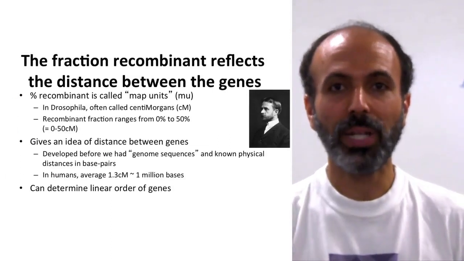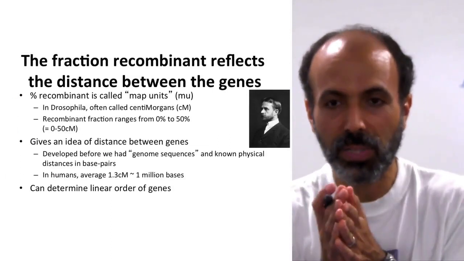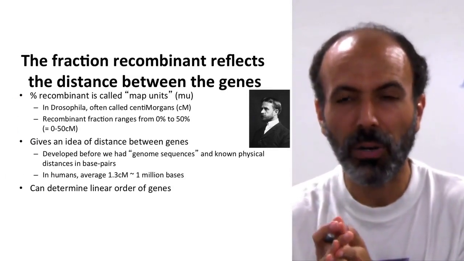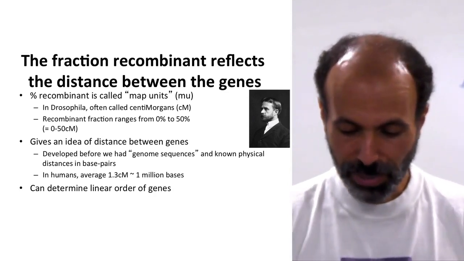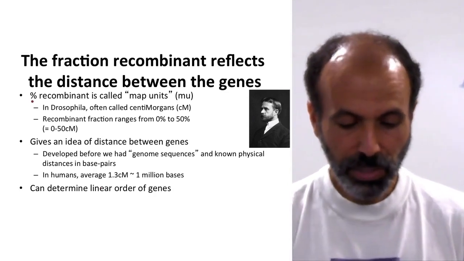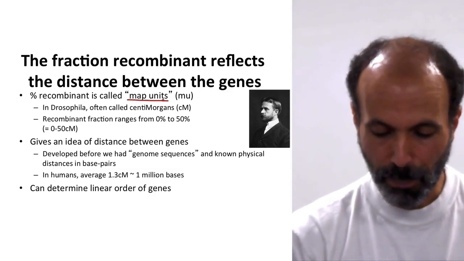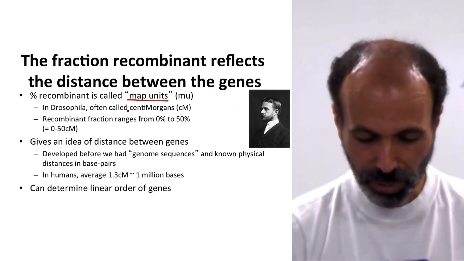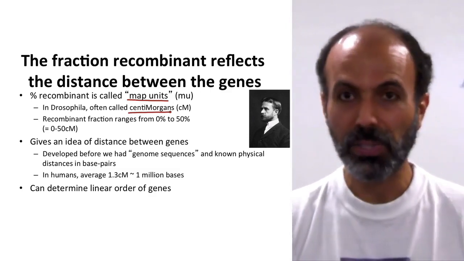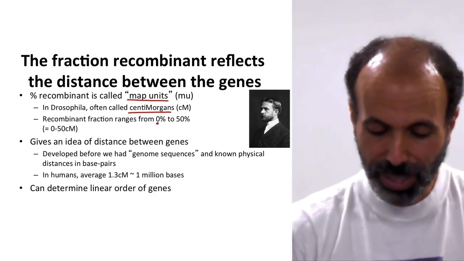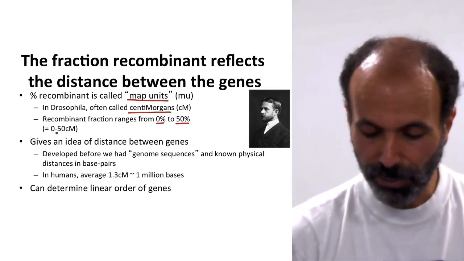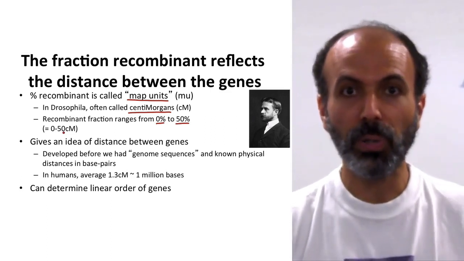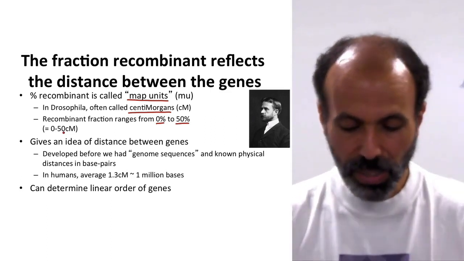Okay? Now, again, it's this fraction recombinant that reflects the distance between genes. If genes are very close together, then the fraction recombinant will be low. If the genes are very far apart, the fraction recombinant will be high. Now, Thomas Hunt Morgan, who I mentioned, the Drosophila geneticist, he suggested this percent recombinant can be called map units. And often now in Drosophila, they're referred to as centimorgans in honor of him. So again, this recombination fraction ranges from 0% to 50% recombinant. And this is often just referred to as 0 to 50 centimorgans. Okay? Now this gives you an idea of the distance between genes.